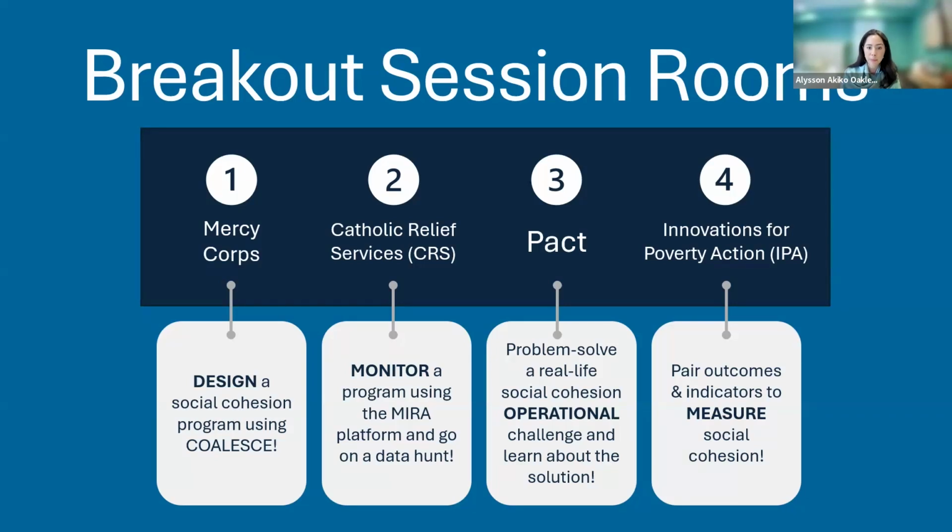Room 1 will be led by Mercy Corps, and in that room you'll be able to speed design a social cohesion program using the COALESCE framework. In room 2, Catholic Relief Services will lead a session on showing you how to monitor a social cohesion program using the MIRA tool. I think they're going to have a data hunt during that session.